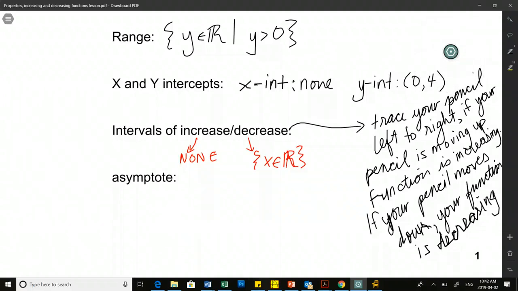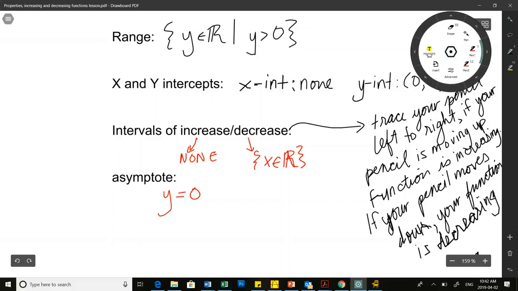Okay, and then we already said above that the asymptote is on y equals 0. Is there one for x? Asymptote? No. These ones just have a horizontal asymptote. Can I scroll? We're all good?